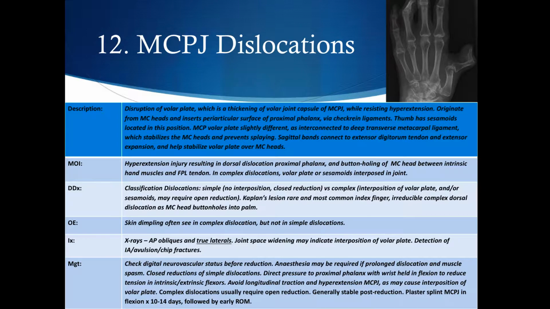Complex dislocations usually require open reduction. The joint is generally stable post-reduction and is placed in a plaster splint with the MCPJ in flexion for 10 to 14 days, followed by early range of motion.